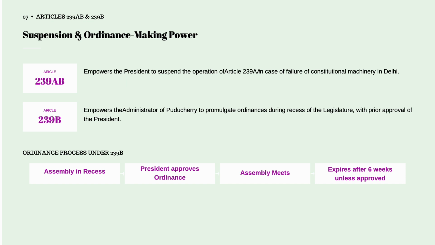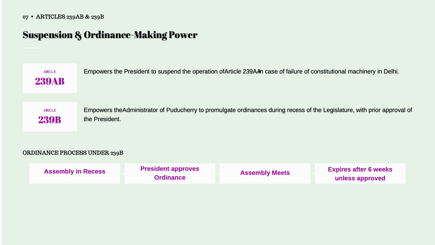And in Article 239B, okay, it empowers the administrator of Puducherry to promulgate ordinance during recess of the legislature with prior approval of the president. Only for Puducherry, the administrator of Puducherry can promulgate ordinance. The rest of the union territory, they have a very different power, which we will learn about later.